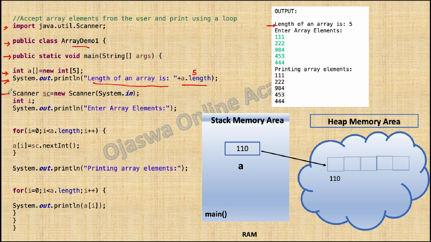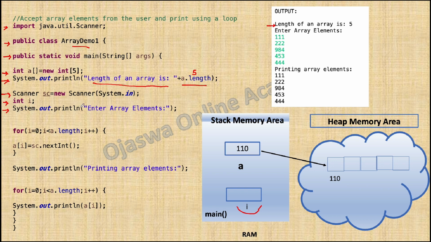The next statement is we are creating an object of type Scanner. Scanner sc = new Scanner(). It takes System.in as an argument. System.in opens a connection with the standard input stream. Next statement is int i. So memory for variable i is reserved inside the stack memory area.